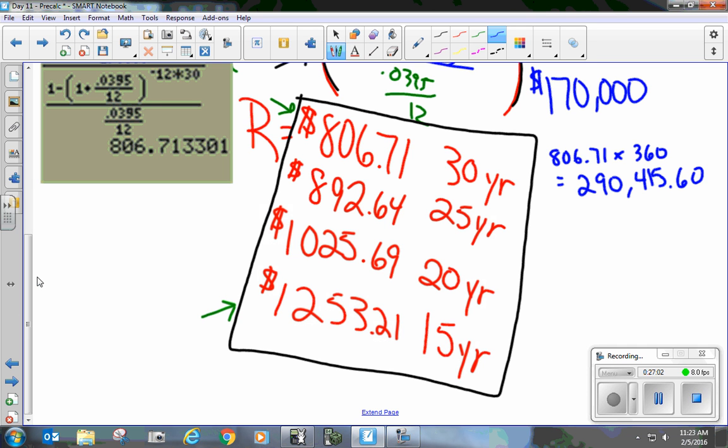Let me ask you something. Do this. If we're paying $892 a month, but now we're only 25 years, so what's 12 times 25? 300. So now it's only 300 payments. So tell me what that is. 892.64 times 300. Look at the difference just between a 30-year mortgage. That is $20,000 less. You should, but you got to pay a little bit more each month.